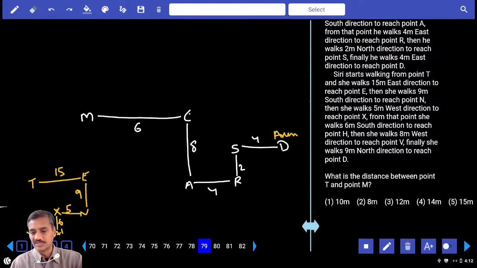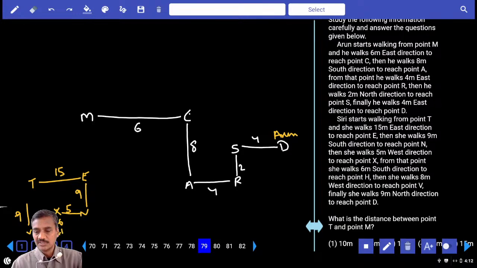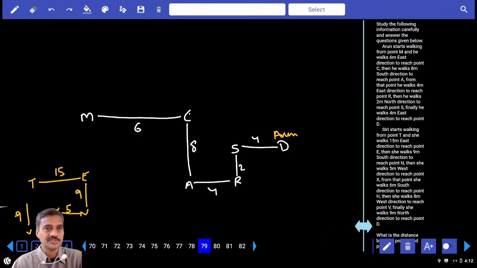Finally, she walks 9 meters to reach point D. That means this is the place where the two paths combine, isn't it? Hence from here, 9 meters.